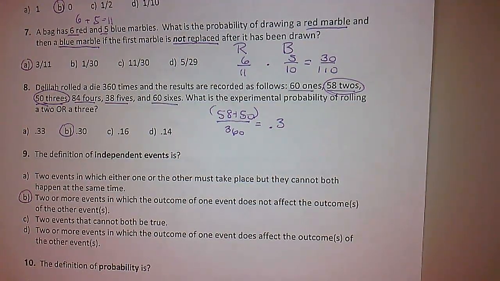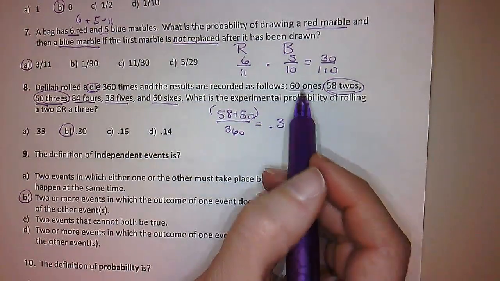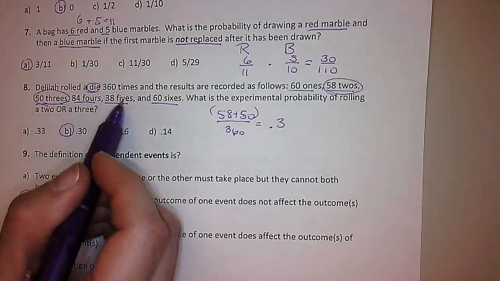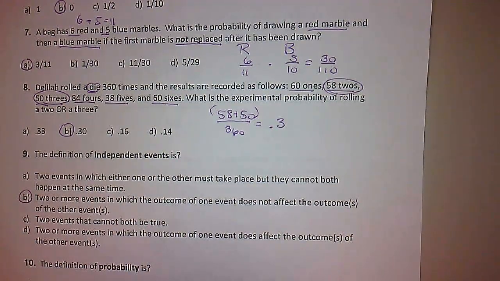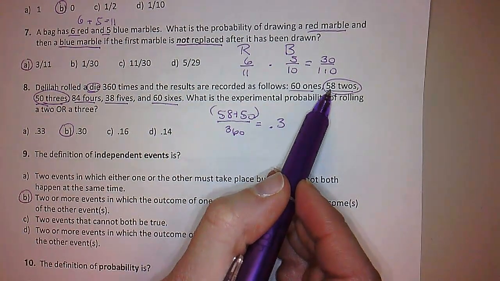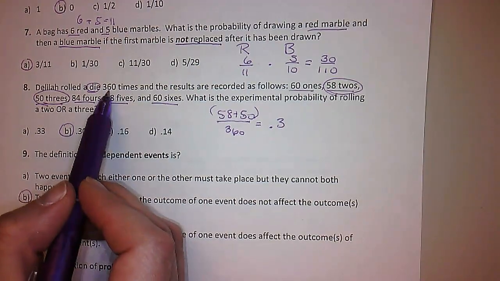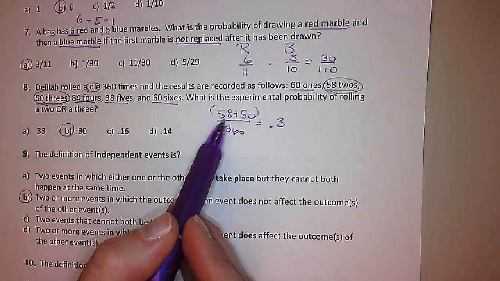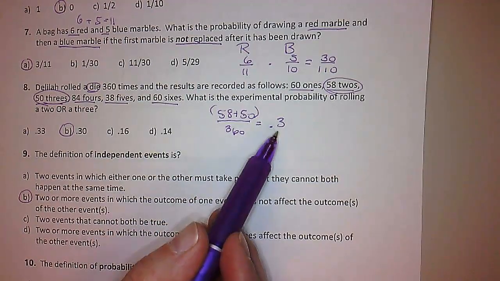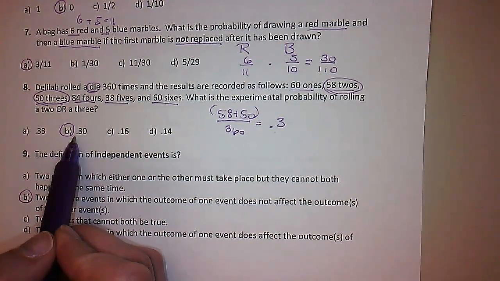Number 8, Delilah rolled a die 360 times. Die just means one dice. So you have a pair of dice, but if you have a single one, it is called a die. So she rolled a die. The outcomes are here, 1s, 2s, 3s, 4s, 5s, and 6s. We want the experimental probability of rolling a 2 or a 3. Experimental probability means what happened in the experiment. She rolled 58 2s and 50 3s, and she rolled 360 total times. So if I add those up and divide by 360, I get 0.3, which is answer choice B.